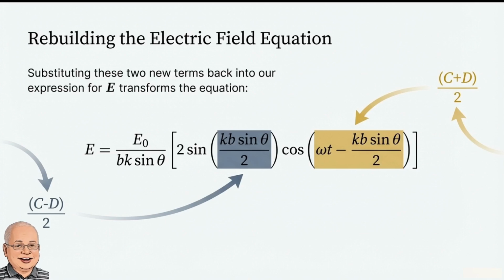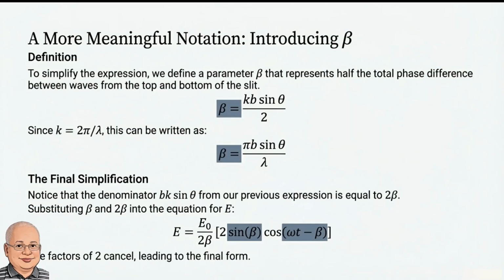So for the equation for the electric field E, we have got this. Now let us define a parameter beta. Beta is equal to, we are defining it as kb sin theta by 2. Now because k we have defined as 2 pi by lambda, if we put that, it will be 2 pi by lambda times b sin theta divided by 2. So that will give us beta is equal to pi b sin theta by lambda.